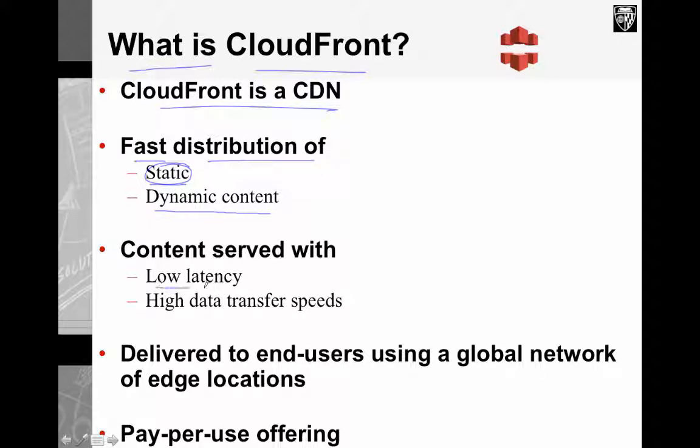Content is served with low latency to the end users because the content is close to the end users. Also, the edge site locations transfer the data with high data transfer speeds. That's because AWS has edge servers all over the world, and they have teamed up with local ISP providers to serve content fast. And it's delivered to the end users using a global network of edge locations, which are your edge servers in the edge locations. There is no upfront cost, it's pay-per-use offering. If you look at many of the CDN providers, you have to go through complicated contracts.